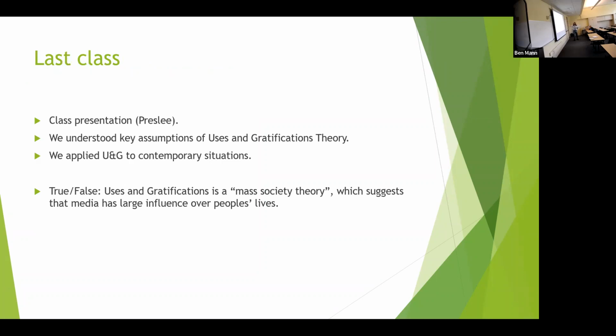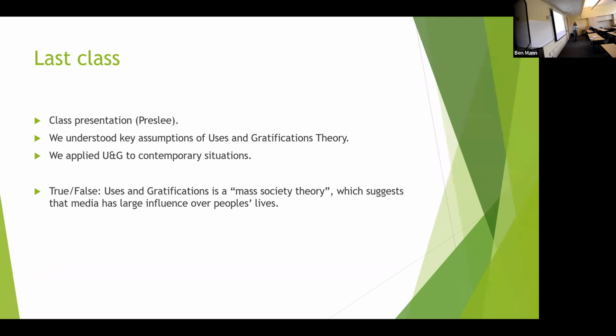So last class, we heard from Presley, and we started talking about uses and gratifications theory, or UNG, the idea that we actively and agentically choose media in our own lives. And then also we applied UNG to think about streaming, the way in which there's digital releases and releases in theaters at the same time, and what motivates our decision to go and watch a movie in a theater versus staying home. So as a true-false question, let's do a poll here in just a second.